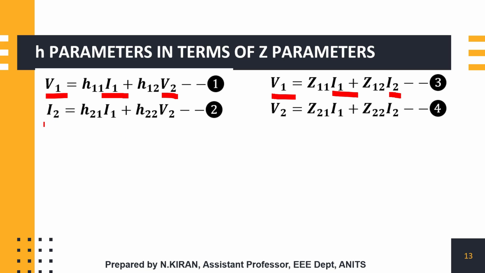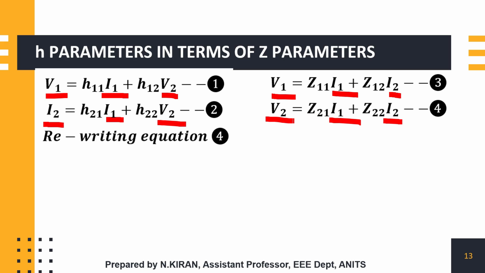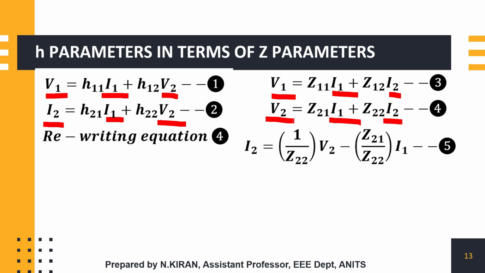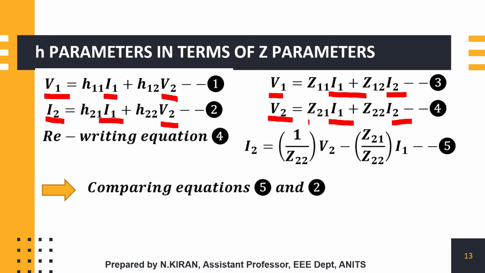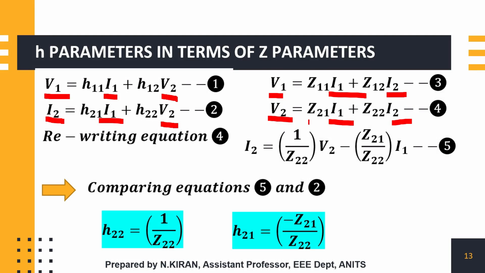So let us take the second equation, I2, I1 and V2, I2, I1 and V2. Since the second equation and fourth equation have similar variables, I'll rewrite my fourth equation, indicate that as equation 5, and compare it with equation 2. It will give rise to H22 as 1 by Z22 and H21 to be minus Z21 by Z22.